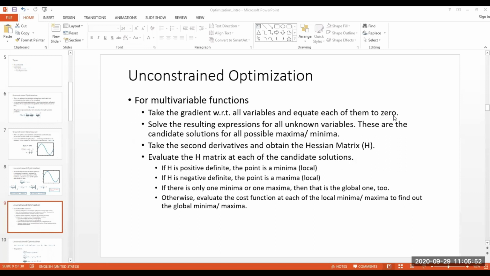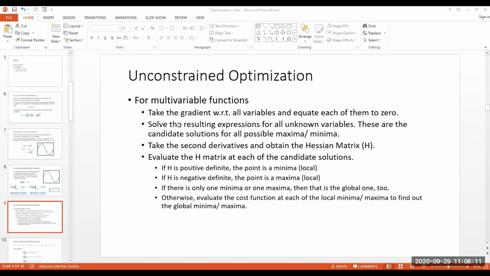Okay, so that means ∂f/∂x1 should be 0, ∂f/∂x2 should be 0, up to ∂f/∂xn. All of them individually should satisfy this condition. Okay, this is the necessary condition. First order optimality condition means the first derivative.